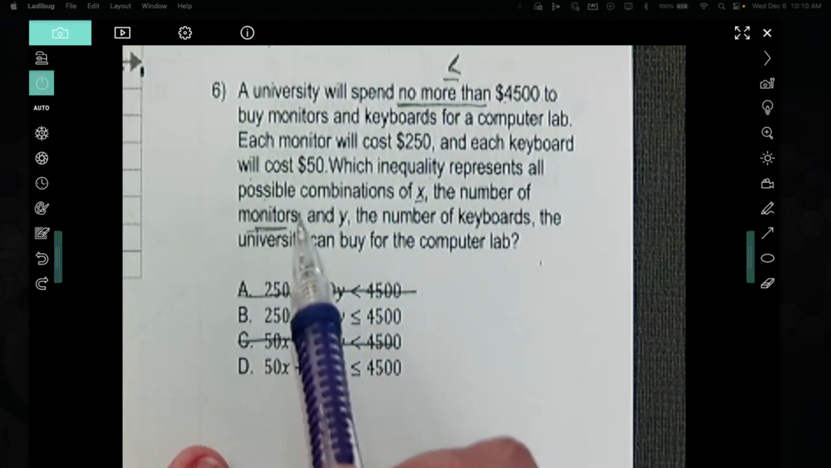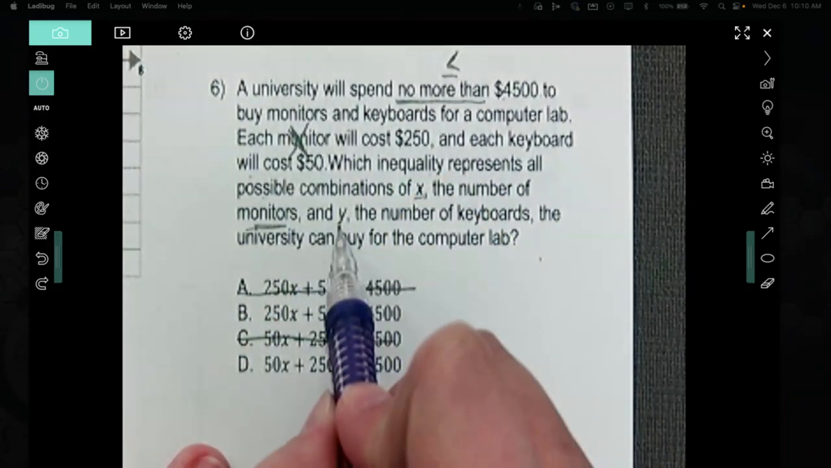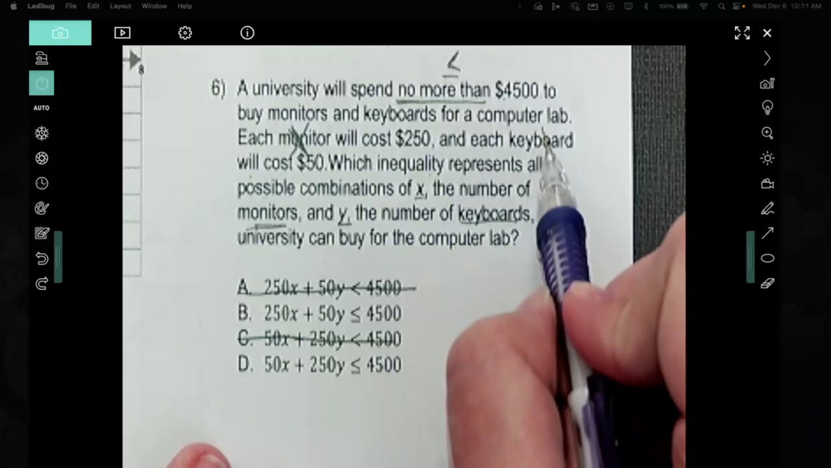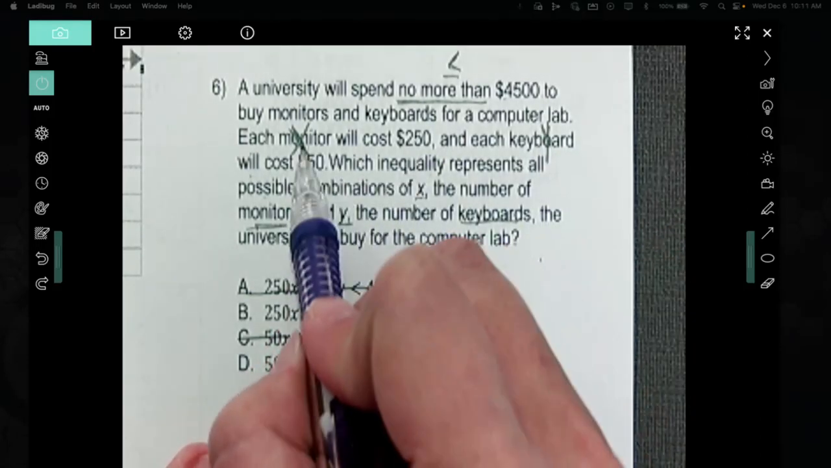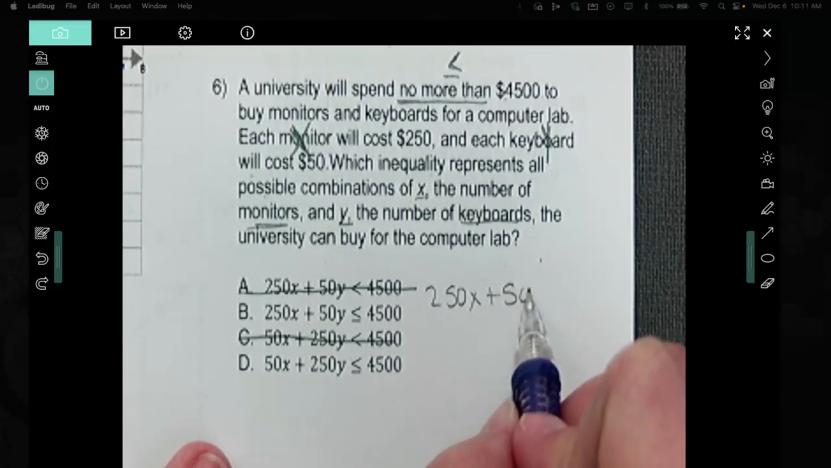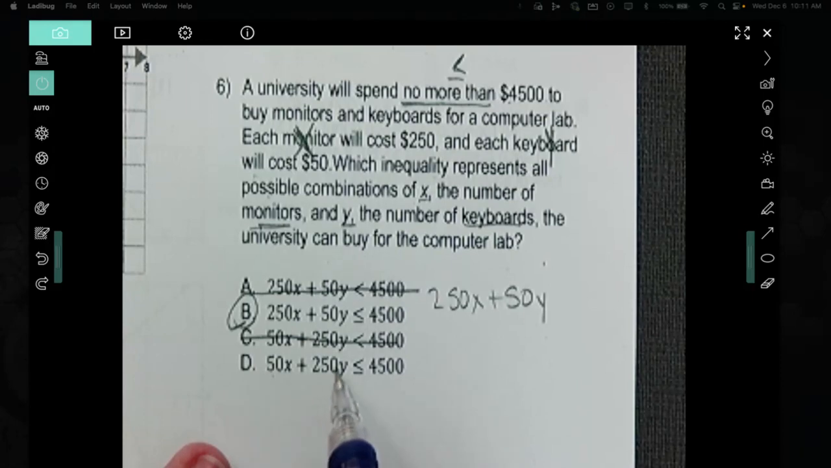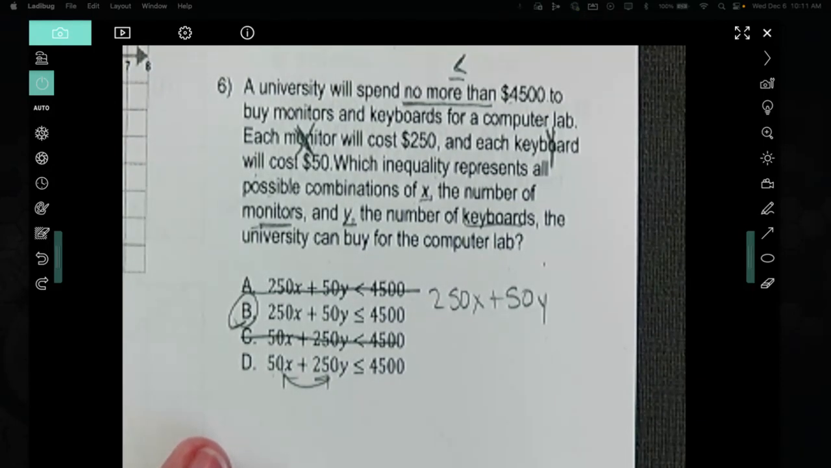X is monitors. So I'm going to come back up here where the monitor is, and I'm going to put the X, and Y is keyboards. So when I do that, I can see that my 250 is with the X, and my 50 is with the Y. So I know it's B. These are backwards. And they do like to do that a lot. So please, please, please read super, super carefully.